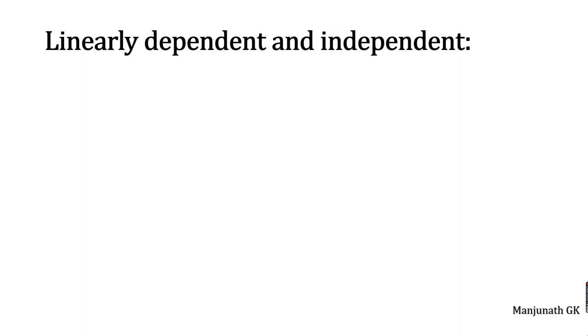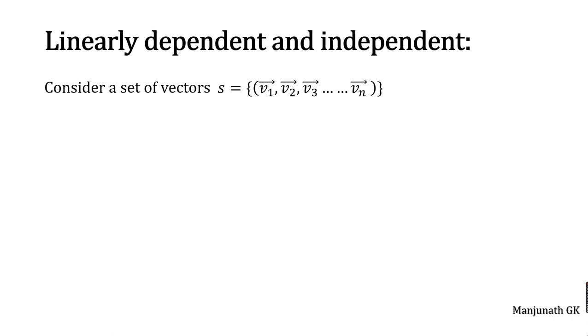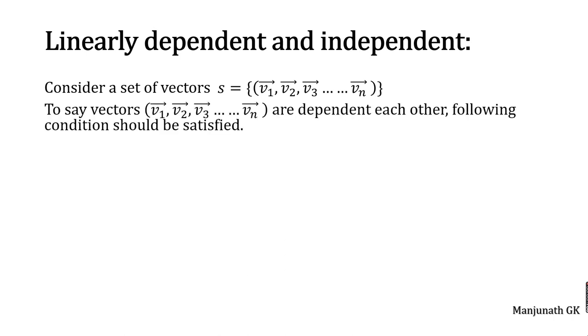What do you mean by linearly dependent and independent vectors? Consider a set of vectors. S indicates a set where a number of vectors are available, varying from v1 to vn. To say that vectors v1 to vn are dependent on each other, the following condition should be satisfied.